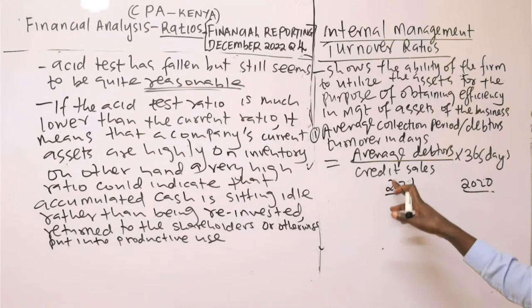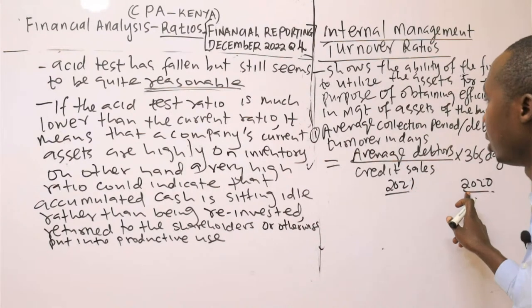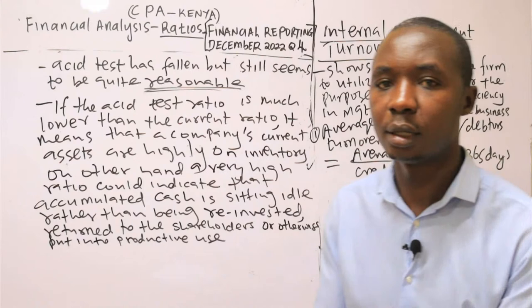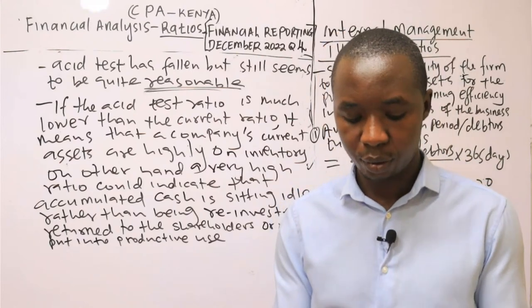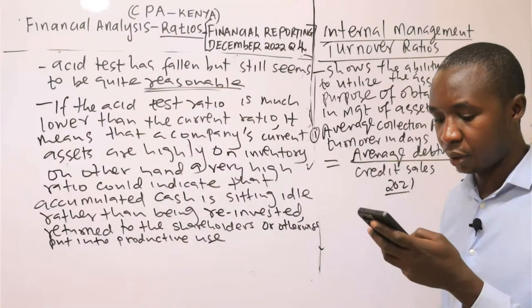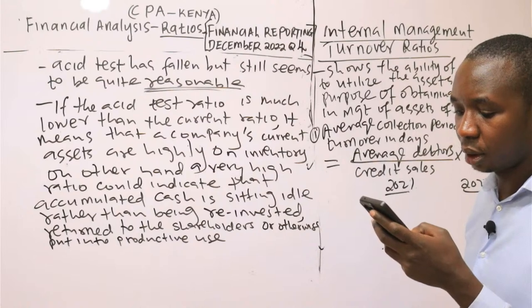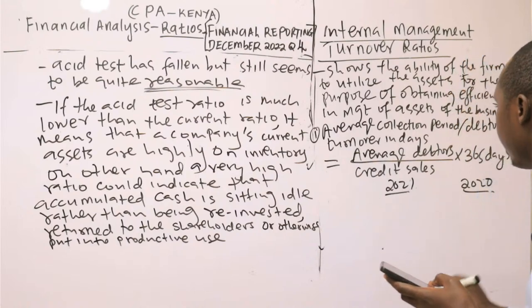So let's look at 2020, 2021. Remember that for 2020, we have the debtors. So the data is for 2020. Trade receivables, 80.